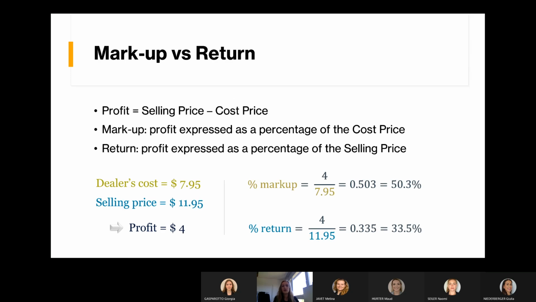Then markup and return is very simple. You just have to remember which one is which one. So markup is your profit expressed using the cost price, and the return, the same thing, but using the selling price. So the principle is the same for the two things. It's just you divide it by either the cost or the selling price. So markup is always connected to cost and return to the price you're selling it for, like you can see in the example.